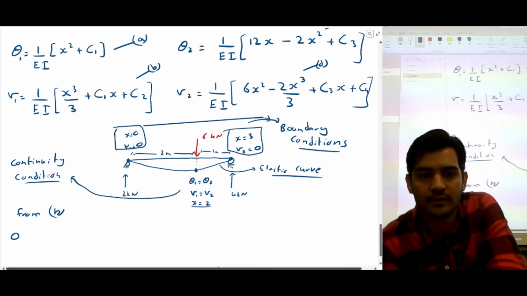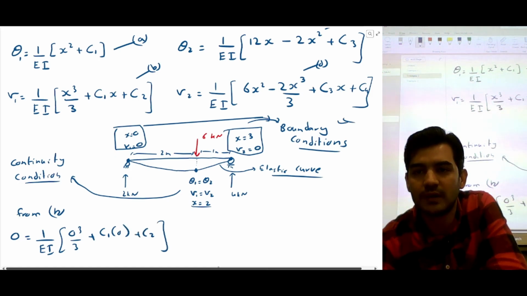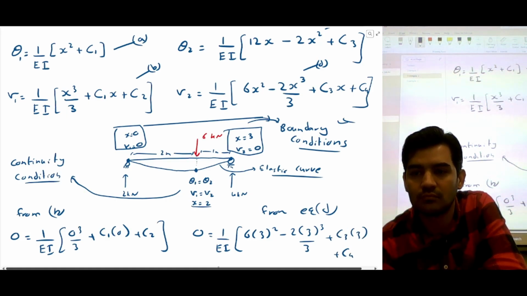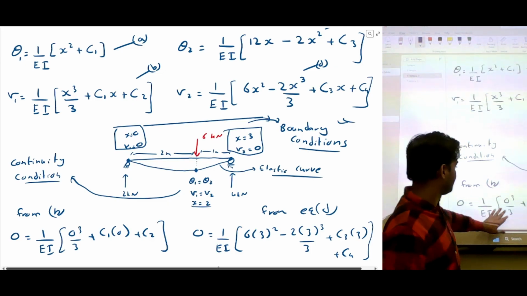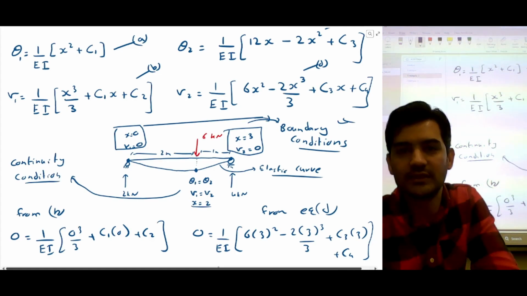B, 0, 1 over EI 0 cubed by 3 plus C1 0 plus C2. And if I use boundary condition here from equation D, I'm gonna get 0 when I put 3 instead of x. So from here you can calculate C2. From here we'll see how we can calculate C1 and C2.